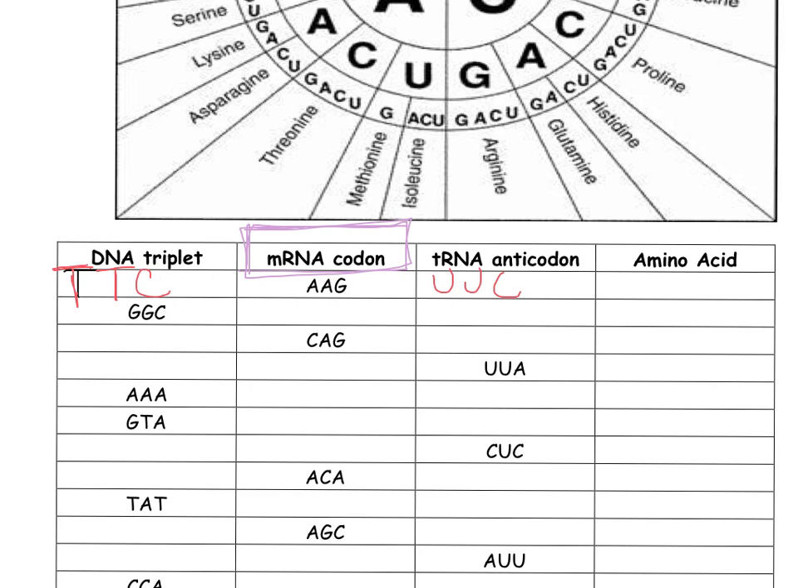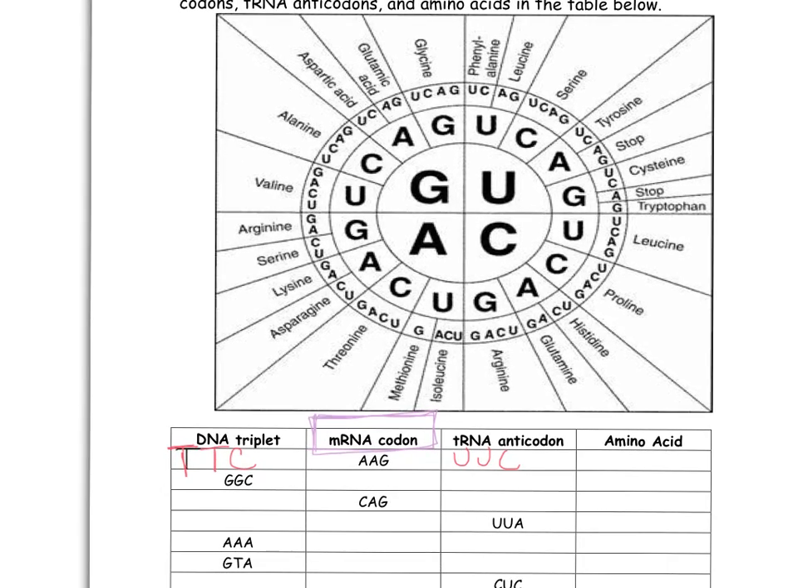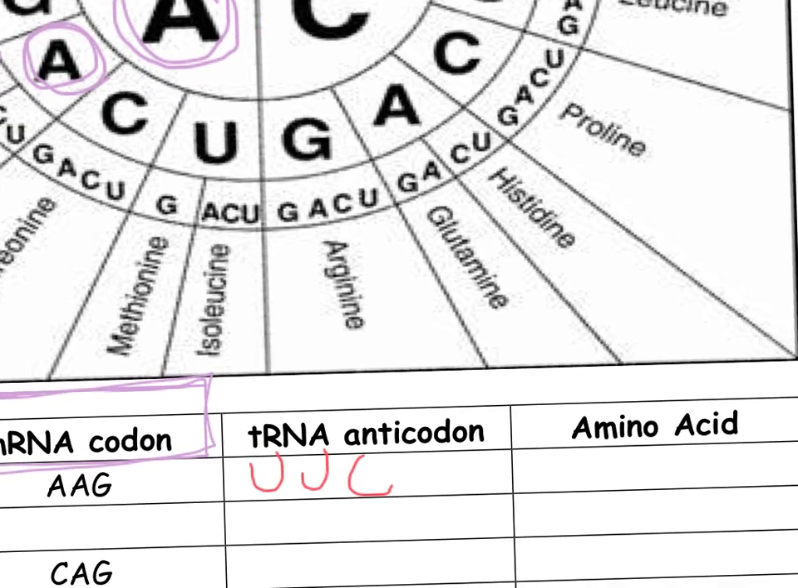So if we take a look at our wheel, we want to find AAG. If you remember how we use this wheel, the inside goes first, then the second layer, and then the outside. So we have AAG. Here is our first A, and then our second A is right here, and then G is going to be right here. So our first amino acid is lysine.